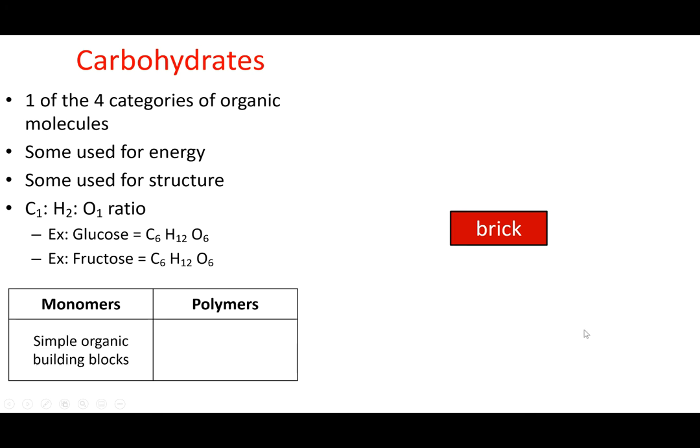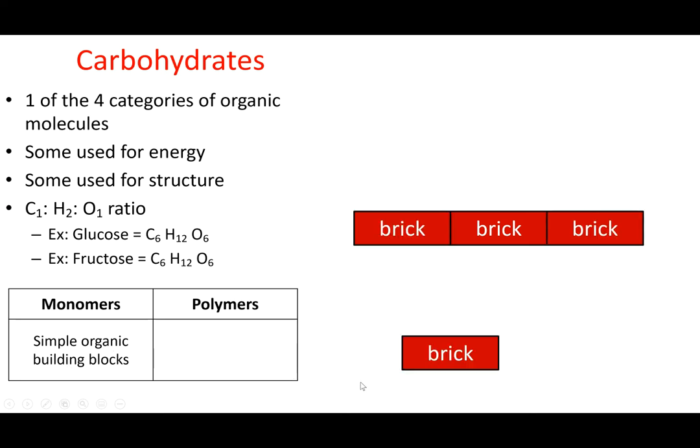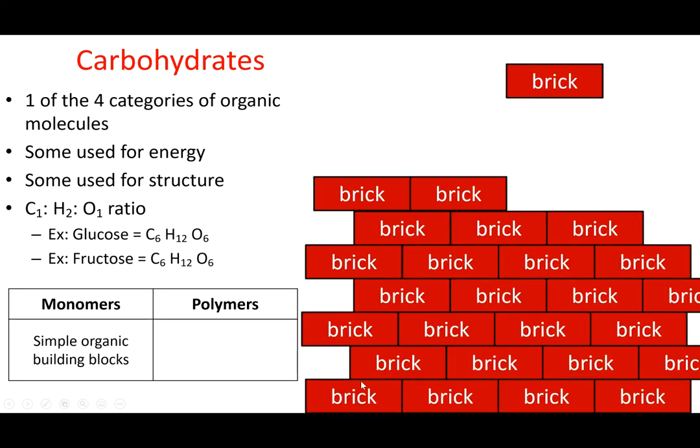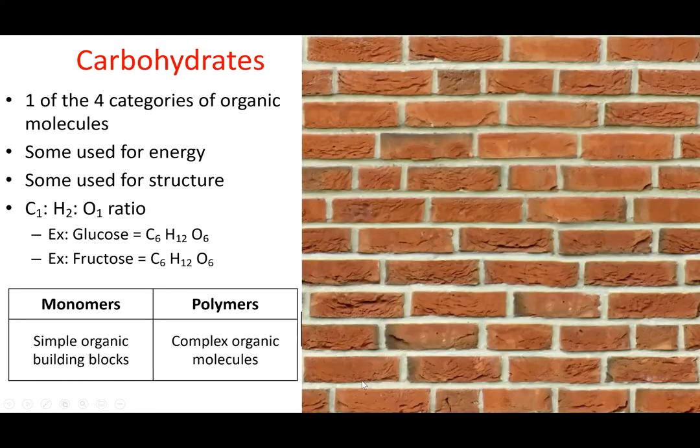Remember, monomers are the simple organic building blocks. And when you put them together, that's when you get polymers. So now we'll talk about carbohydrate polymers, the more complex molecules that you get when you put monomers together.